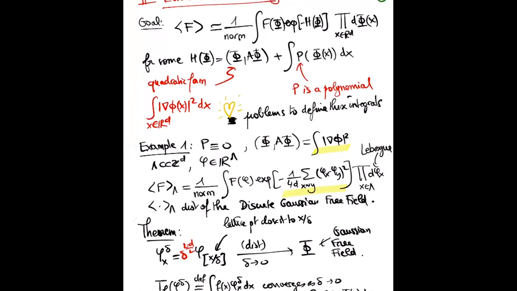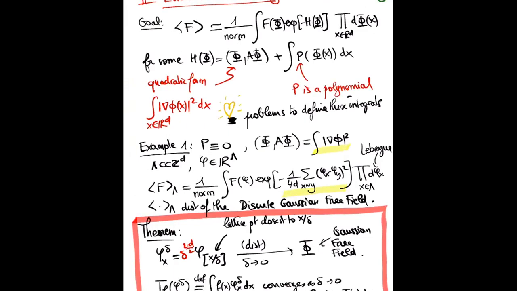So you can think of phi as some kind of random distribution obtained as the limit of this discrete distribution that I had. So this is a very interesting thing. But at least give me a good motive.